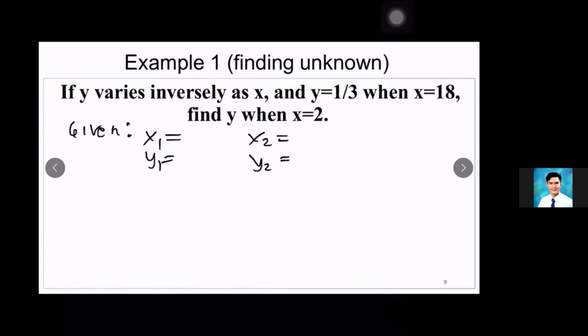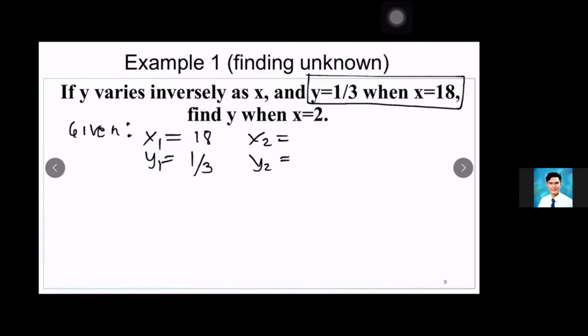In here, our first set of x sub 1 and y sub 1, we have x is 18 and y is 1/3. And lastly, for our second set of x and y, we have find y, which is the unknown, where x is equivalent to 2. So now let us solve for the y sub 2, or the unknown. So the next step is we need to write the formula. Our formula is y is equivalent to k over x.